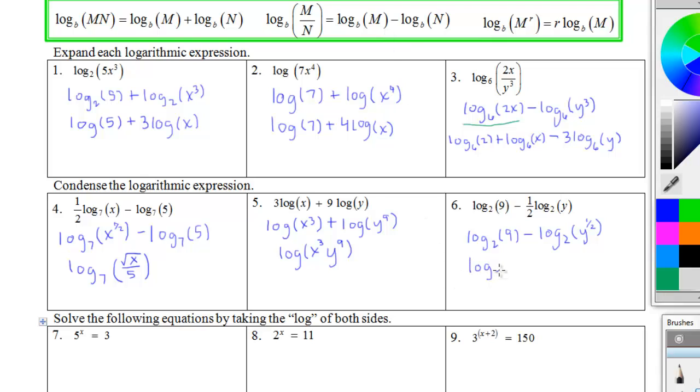So now that I have the subtraction of two log expressions, I can write that as a single log with a quotient. And again, the 1/2 power could be written as the square root.